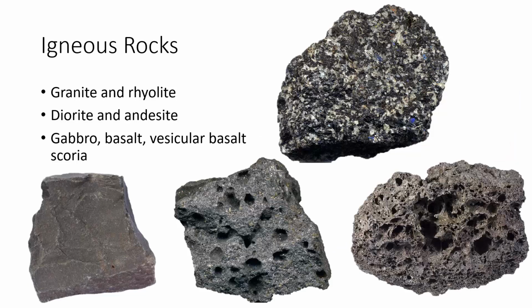Next, we have gabbro, basalt, vesicular basalt, and scoria. Gabbro and basalt are both mafic in composition, which includes vesicular basalt and scoria. Gabbro is coarse-grained, and basalts are fine-grained. However, both vesicular basalts and scoria have considerable holes or vesicles.